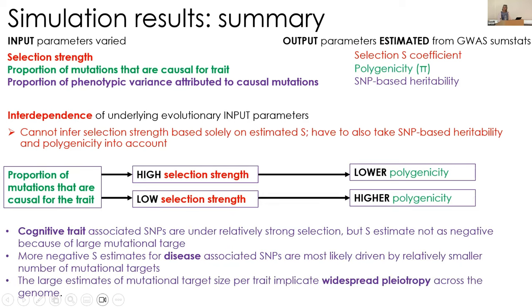What that meant for our empirical results, where those cognitive traits seem to have a less negative S coefficient, is that this would in fact happen because of the large mutational target. If you account for the much larger mutational target, the simulation suggested that the selection strength from an evolutionary point of view would actually have been higher on the cognitive traits. Similarly, the very negative S estimate for disease traits is because they have a lower mutational target. And of course, estimates of large mutational target size necessarily implicate widespread pleiotropy.